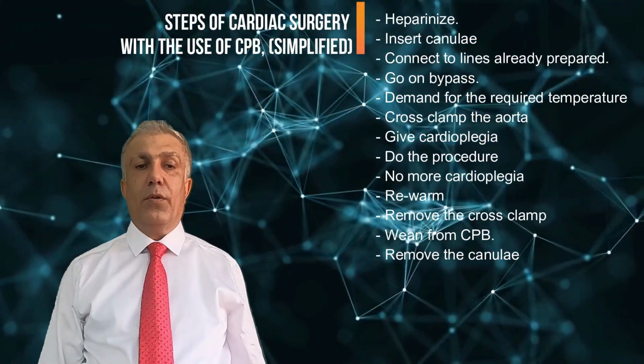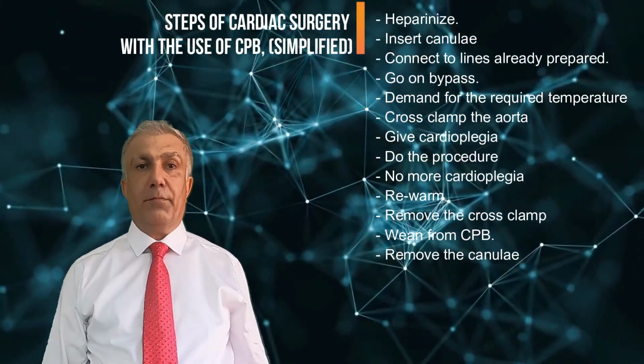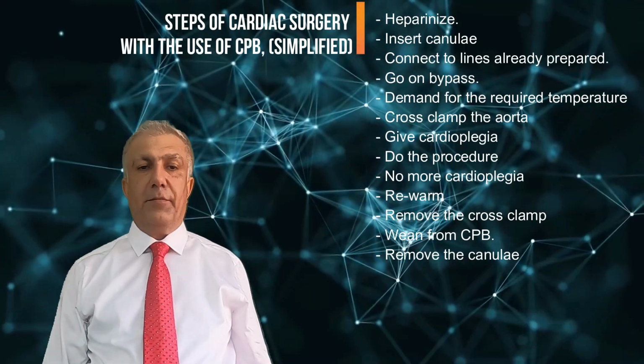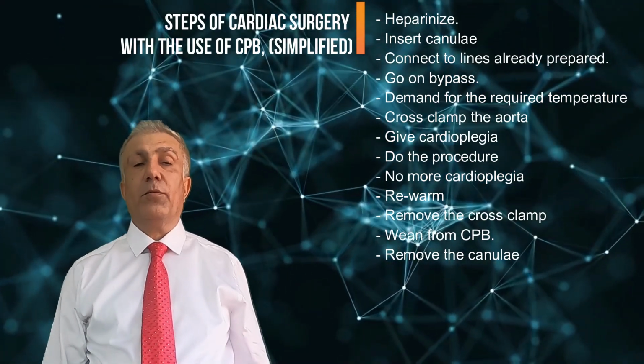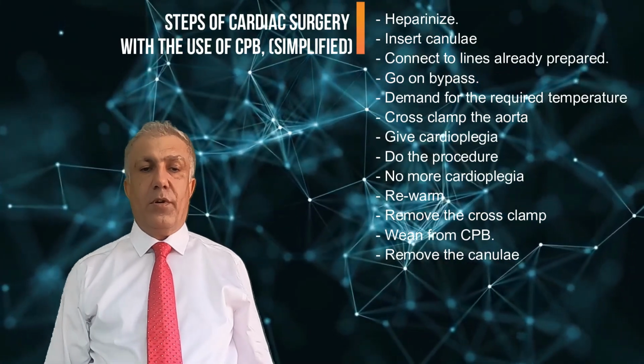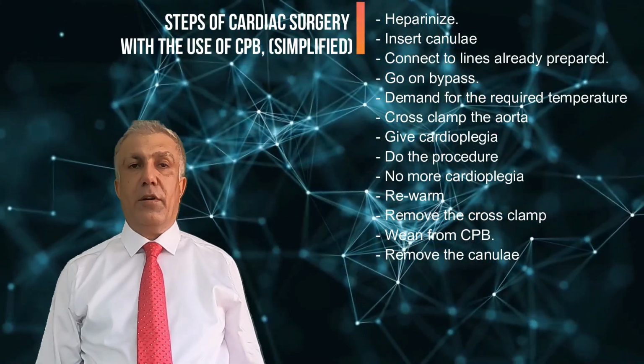Steps of cardiac surgery with the use of the cardiopulmonary bypass machine, in a simplified way, are as follows in sequence. Heparinize, insert cannula, connect to the line that is already prepared, go on bypass, cool to the required temperature, cross-clamp the aorta, give cardioplegia, do the procedure, no more plegia is needed, rewarm, remove the cross-clamp, stop cardiopulmonary bypass, remove the cannula.